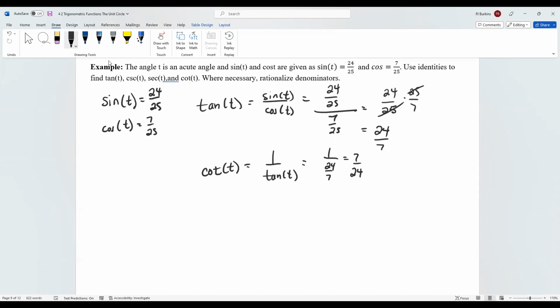Then we can use the other two, sine and cosine, for cosecant. Right, cosecant is 1 over the sine. So that's 25 over 24. And secant is 1 over the cosine, which is 25 over 7, right? We just get the reciprocals. None of these had any radicals, so there was no need to rationalize. So those are all 6 of the basic trig functions, and those are all calculated using sine and cosine.